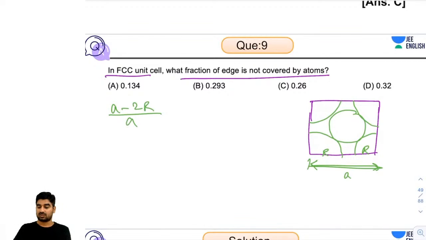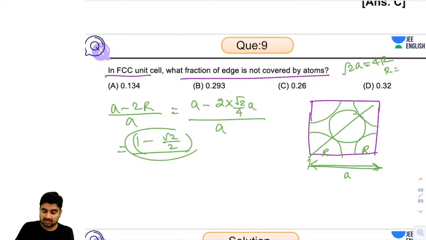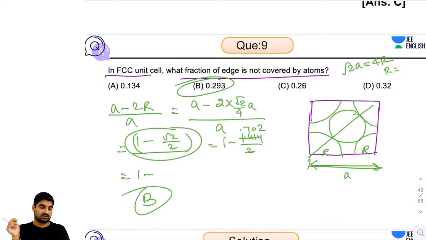Right. So now I know that root 2a is equal to 4r. So in place of r, you can say this is the fraction, guys. So it will be B. Yes, you are right. Matthew, answer is B, not C.